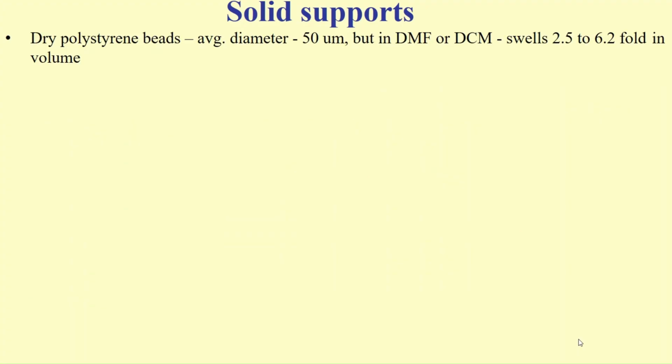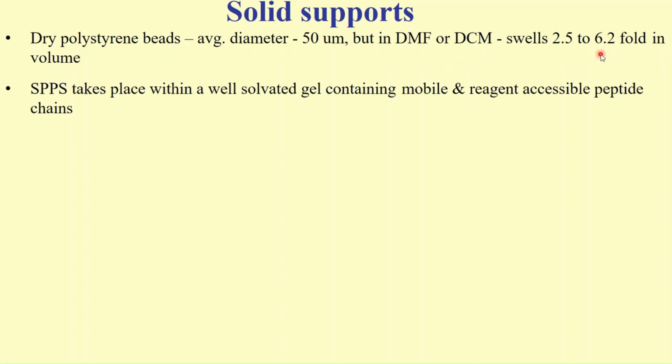The solid support we use is generally present as a bead. These are beads made up of polystyrene. The average diameter of these beads is around 50 micrometers. These beads are not exactly soluble in DMF or DCM, dimethylformamide or dichloromethane; they are soaked in DMF or DCM, where they absorb the solvent and swell 2.5 to 6.2 fold in volume. This helps the reagent move through and combine with the functional groups present in it.